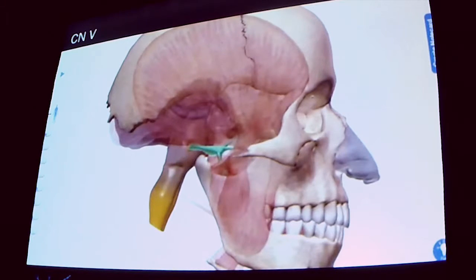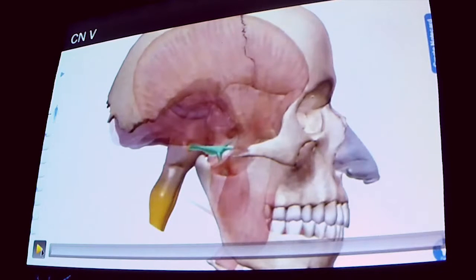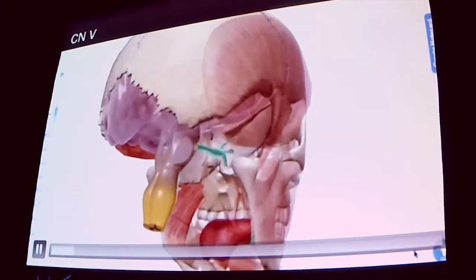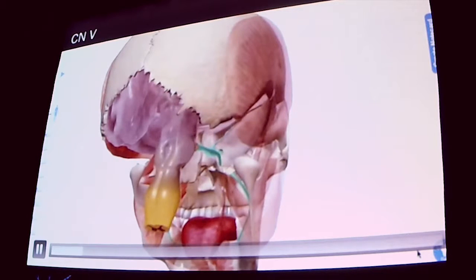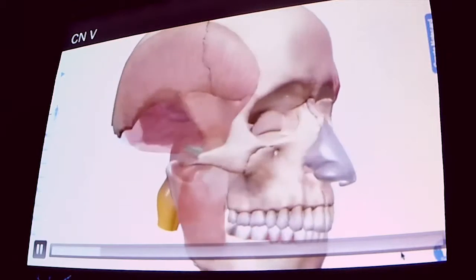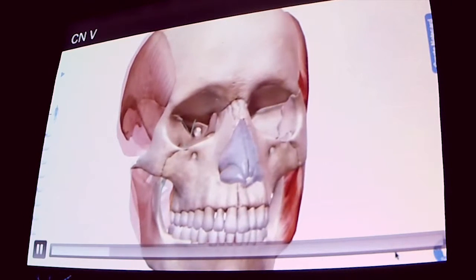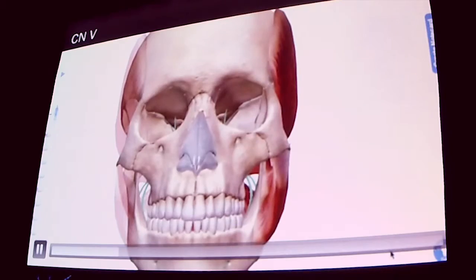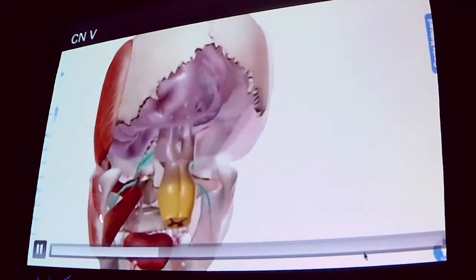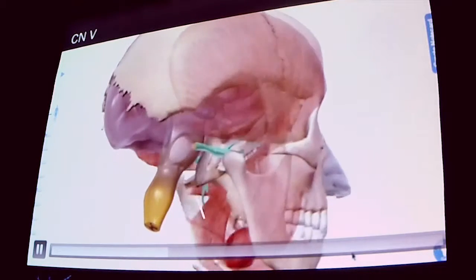So cranial nerve 5 is both a sensory and motor nerve. It originates in the pons. It's the largest cranial nerve. It's called the trigeminal nerve. It receives sensation from the face and mouth. It innervates the muscles of mastication, the masseter, the temporalis, the medial and lateral pterygoids. So here's the masseter here, temporalis, and the medial and lateral pterygoids are underneath here.